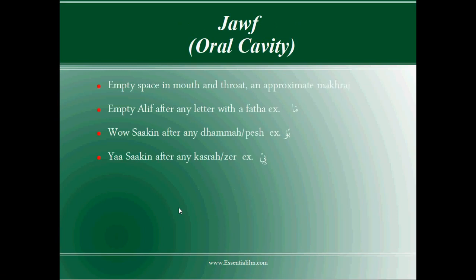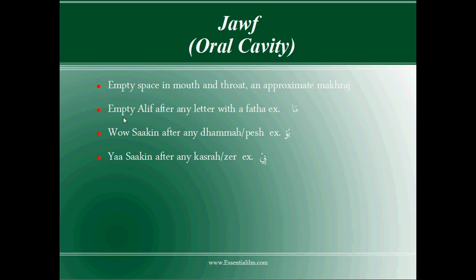Now the first section that we will talk about is the jawf, or oral cavity, and this is basically the empty space in the mouth and the throat. It's like when your tongue is relaxed on the bottom of your mouth, the space between the top of the tongue and the roof of your mouth, and the hollow space in your throat. This is all called jawf. And there's three letters that come from the jawf. These are basically like long letters, long vowels.